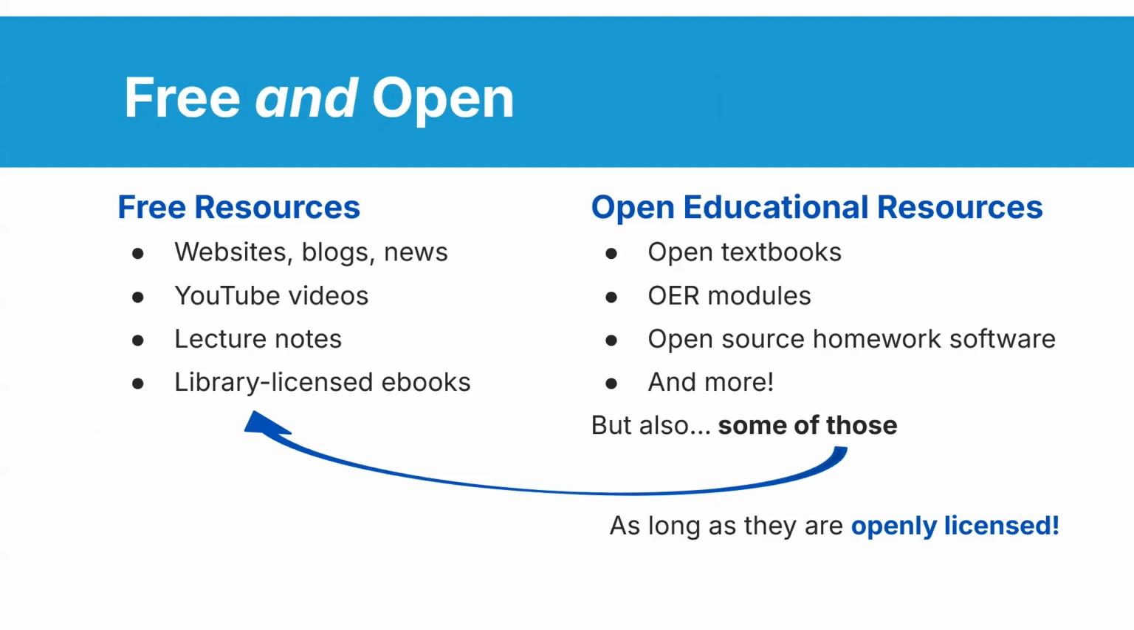Now, a lot of the time we really focus on that freeness when we talk about OER. We say, hey, this is free textbooks, this is free teaching materials, and that's great, but the openness is part of the important piece of it. When you're using just free resources like websites, blogs, YouTube videos, lecture notes, or library licensed ebooks, which are free for you, but not necessarily free for everyone, those sorts of things are great, but the open piece also allows you to adapt and remix materials in more ways. And yes, open textbooks and OER modules are different in some ways, but also websites, blogs, and YouTube videos can be OER so long as they're openly licensed.